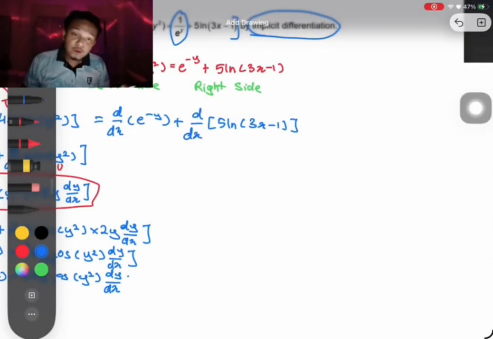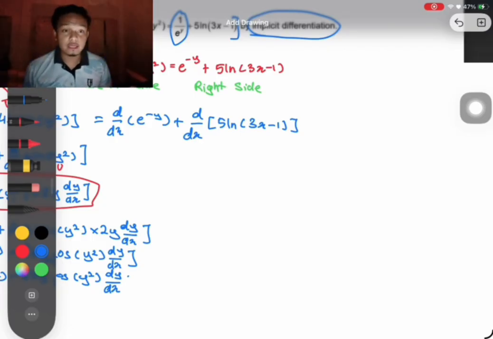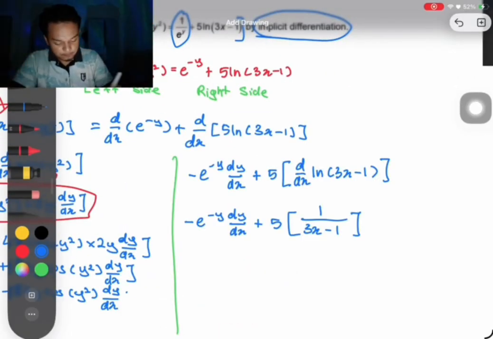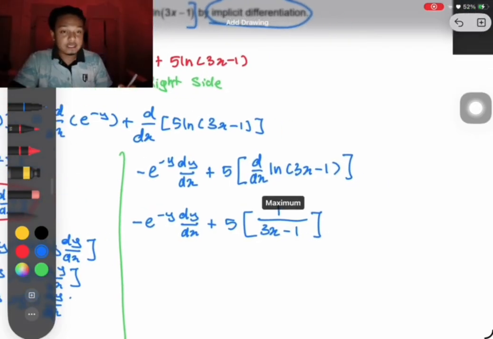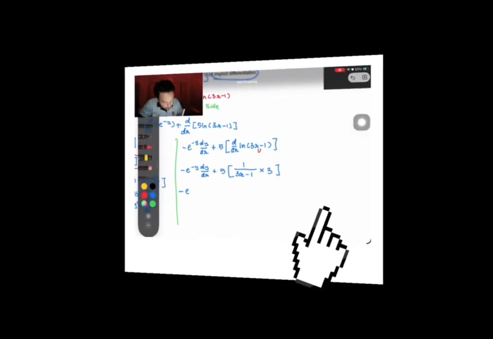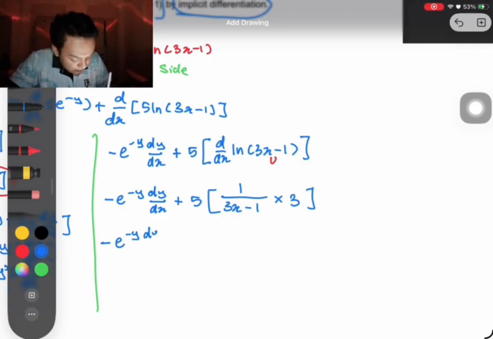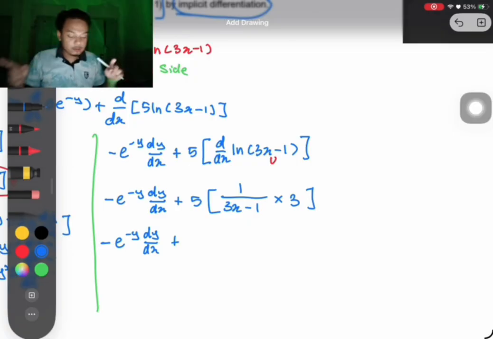Now we're going to focus on the right side. So on the right side we get d/dx of e to the power of negative y plus d/dx of 5 ln(3x minus y). So we will get negative e to the power of negative y dy/dx, just like I said. There's not a lot of changes. I'm going to write it down. Plus 5.